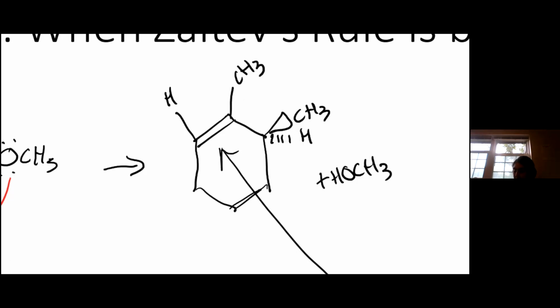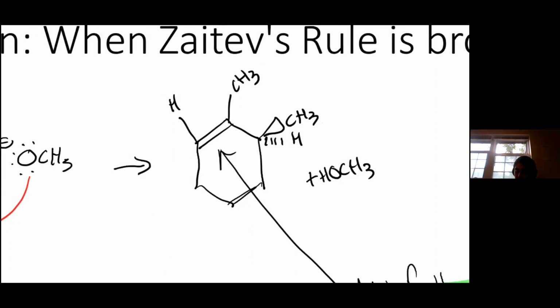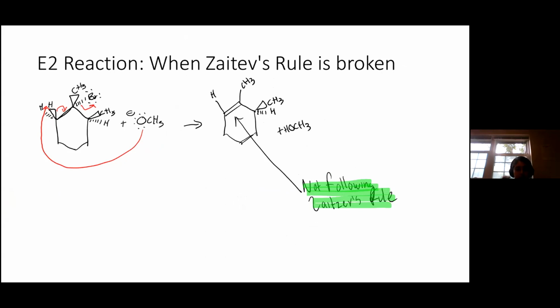Okay, so in this reaction, because we were not able to remove that H that would have given us Zaitsev's product, we went to the next one, right? In this case, it gave us this product. Any questions? Okay.